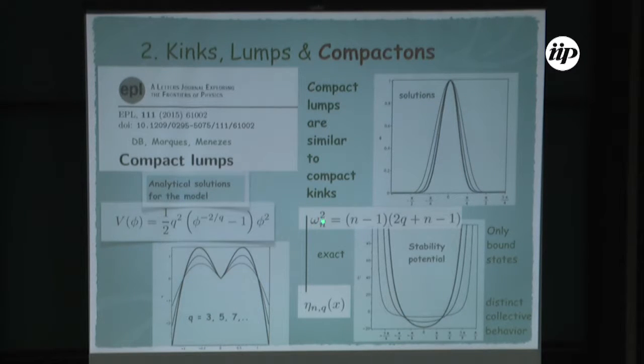So understand, if n is 0, you get a negative number here. So the first bound state is under 0, signaling instability because they are lumps. Lumps are unstable in the field theory context. So I always have the zero mode, and I have a state. But this is all analytical. I didn't write it, but it's analytical everywhere.